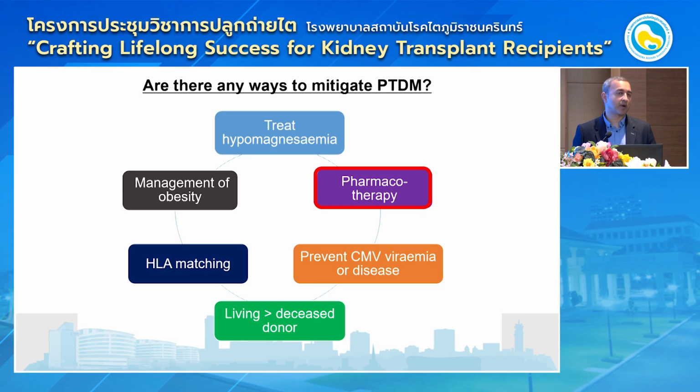There's been some trials looking at pharmacotherapy, so metformin and DPP-4 inhibitors have been used in very small trial settings, again, not showing a great preventative effect for the risk of diabetes. There is an association between CMV viremia and post-transplant diabetes, and of course prevention of CMV is an important part of our care, so the less CMV our patients will get, the lower the risk, hopefully, of developing post-transplant diabetes.